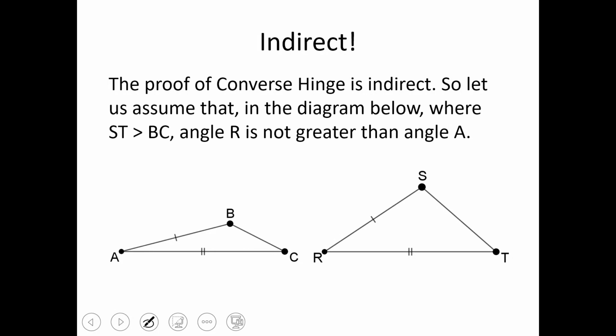Likewise, if angle R were less than angle A, which is the second possibility, then we could apply the hinge theorem. The precondition for hinge is met. We have two sides of one equal to two sides of the other. So if angle R was less than angle A, it would follow that ST is less than BC, which again contradicts the given. So we could rule out both possibilities, which means the original assumption must be false. It's false that R is not greater than A, so R is greater than A. So there it is, hinge and converse hinge.